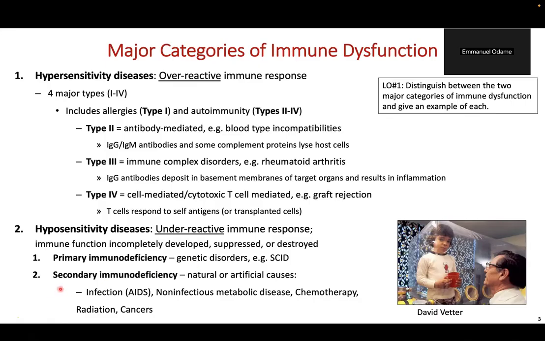The second class is secondary immunodeficiency, which normally comes from either natural or artificial causes. Some of the known causes include AIDS, where you get infected, your immune system becomes weak. Some of them is through chemotherapy. If someone has cancer and they are trying to treat it, chemotherapy basically brings down the activity of your immune system, and the list goes on and on.